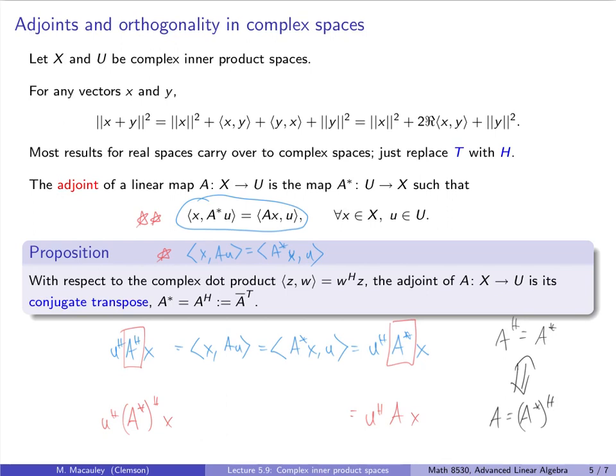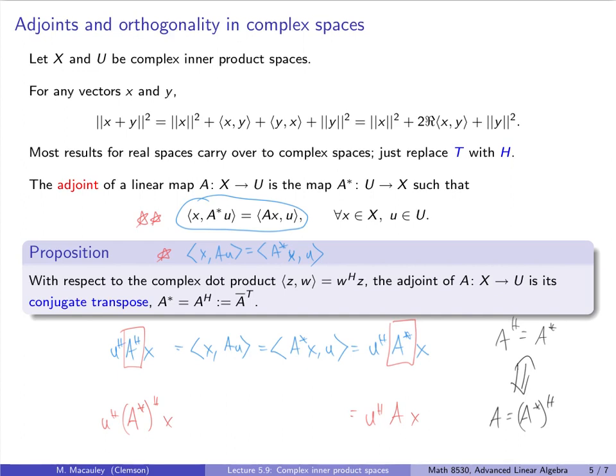The takeaway message is that in matrix form, the adjoint is the conjugate transpose. And once again, this is not a different definition from the real vector space case. It's just a way to extend it. So if everything is real valued, then you get the transpose as before.